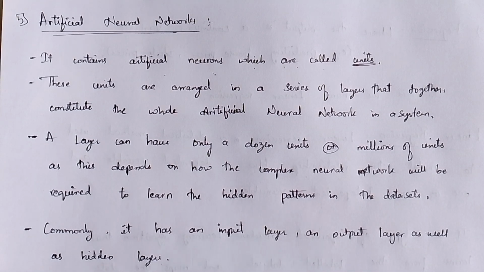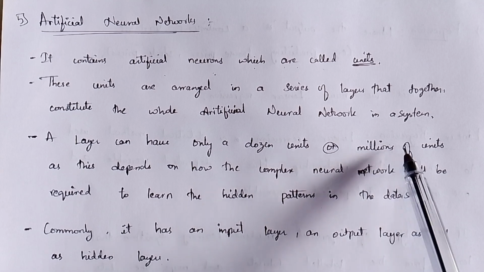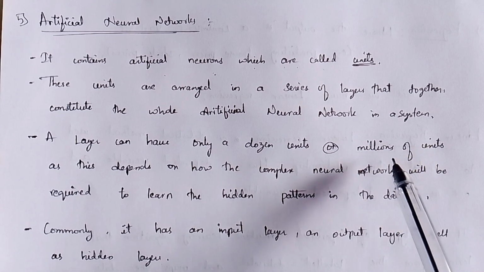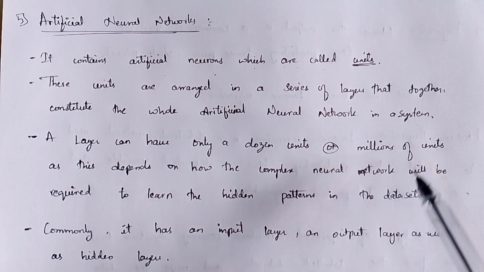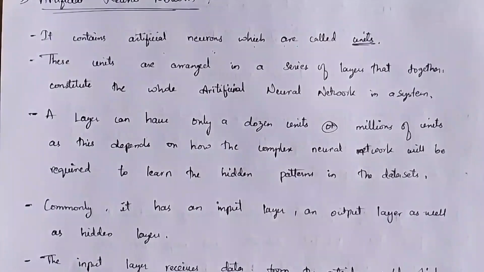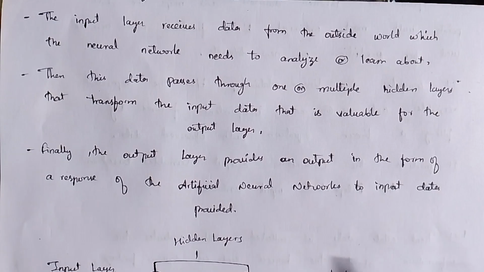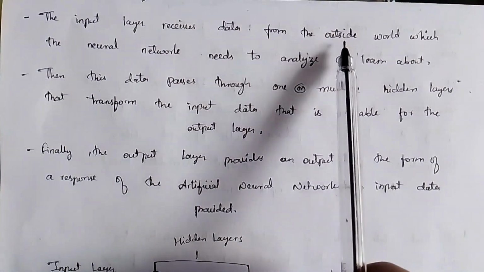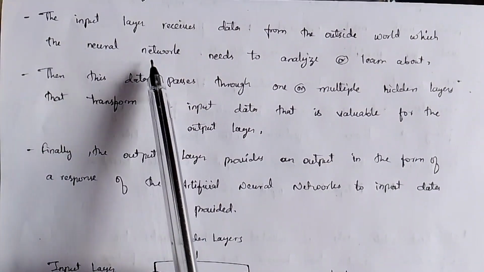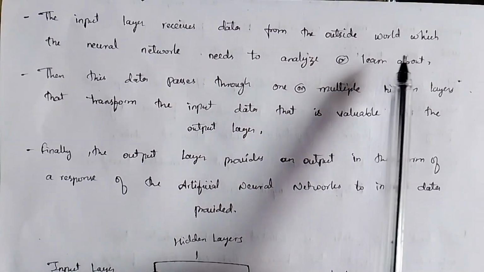On that basis, the layers are formed using these units. Commonly, it has an input layer, an output layer, as well as hidden layers. The input layer receives data from the outside world, which the neural network needs to analyze and learn about.